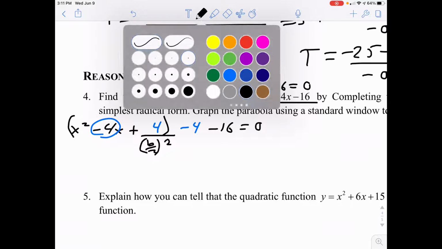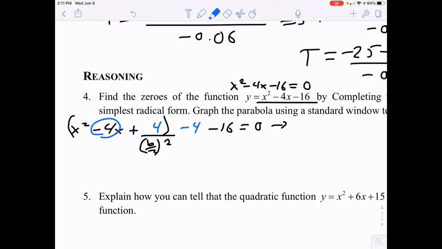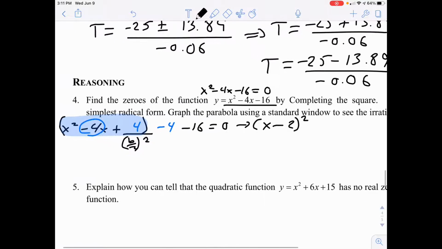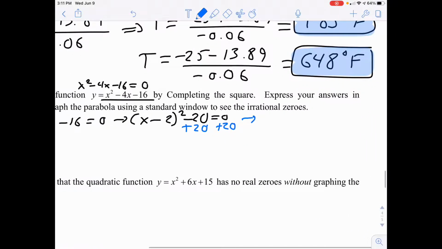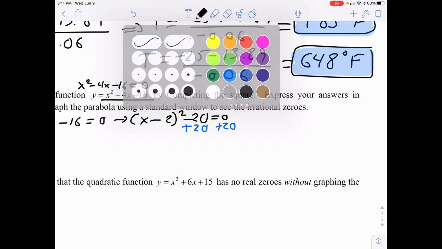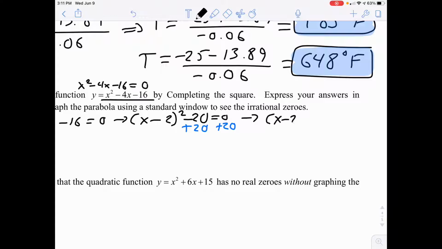Section that off and rewrite. This trinomial here factors into x minus 2 squared, minus 20 equals 0. Add 20 to both sides. We get x minus 2 quantity squared equals 20.